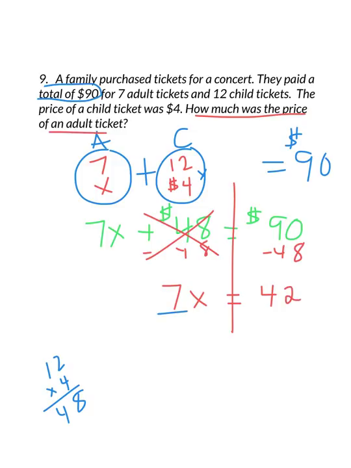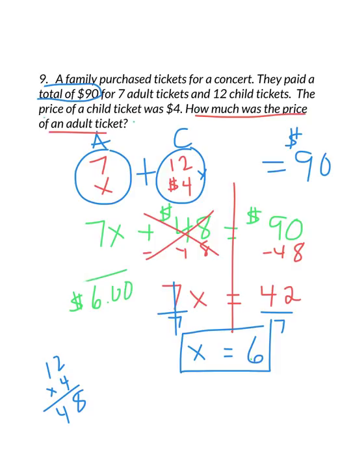And now I just divide by 7, straight up, nice and easy. That's going to be 1x equals 6. So now I got an answer. What does that answer mean? Well, x equals 6. How much was the price of the adult ticket? 6. So the adult ticket would be $6. Straight up. How much was the price of the adult ticket? $6. 6 times 7 is 42. If I put a 42 and plus 48, that should be 90.